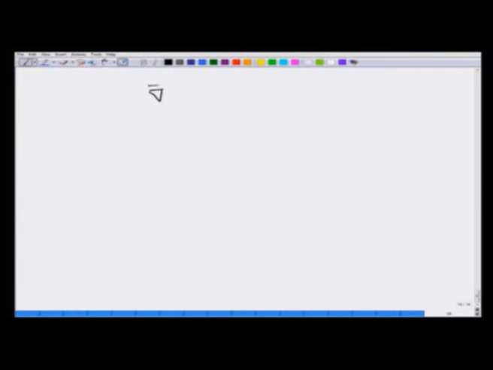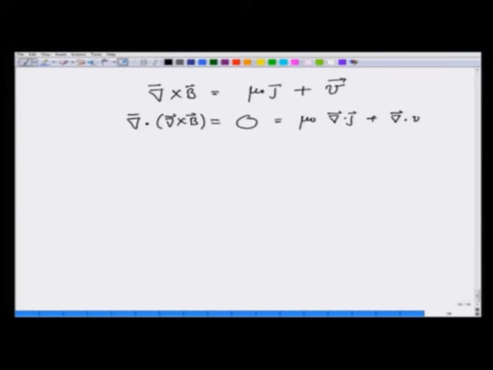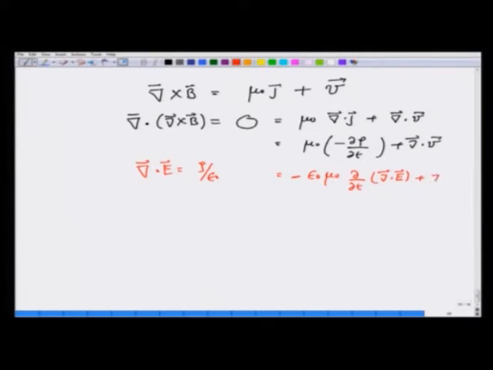How do we remove that inconsistency? So, let us write del cross B is equal to mu 0 J and add another vector V, so that when I take divergence on both the sides, the answer comes out to be 0 on both the sides. So, if I take divergence of curl of B, which mathematically is always 0, it is going to be equal to mu 0 divergence of J plus divergence of V, which is nothing but mu 0 times minus d rho dt plus divergence of V. By using the equation that divergence of E is equal to rho over epsilon 0, we can write this equation as epsilon 0 mu 0 d by dt of divergence of E with a minus sign plus divergence of V.